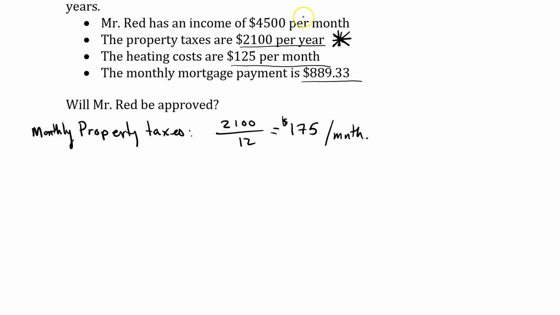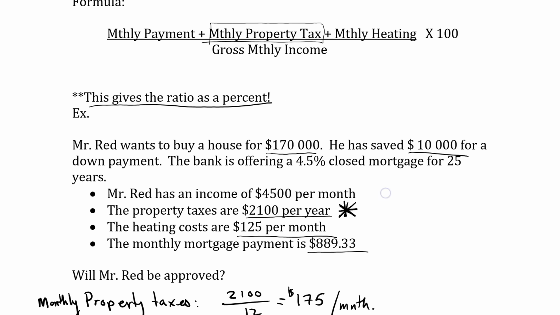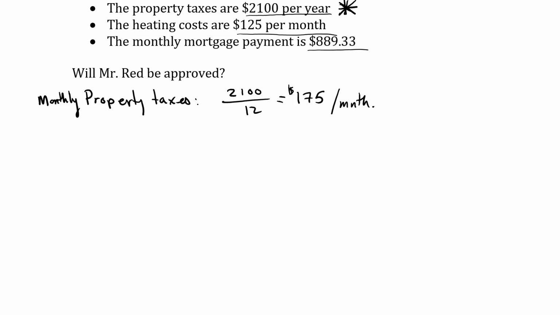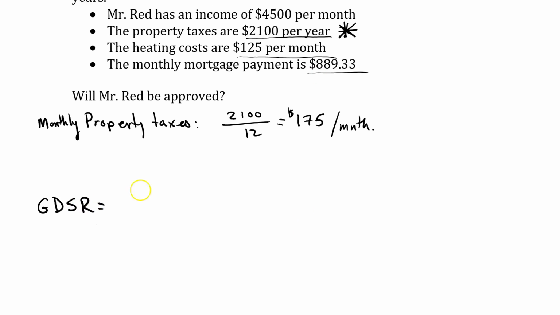Now what we can do is plunk all of this information into this formula, which will be given to you on the formula sheet, like I said before. So the GDSR equals the monthly mortgage payment, $889.33, plus monthly property taxes, which we figured out are $175 per month, plus the heating cost per month, $125, that's housing heating costs, divided by the gross monthly income, which is $4,500.